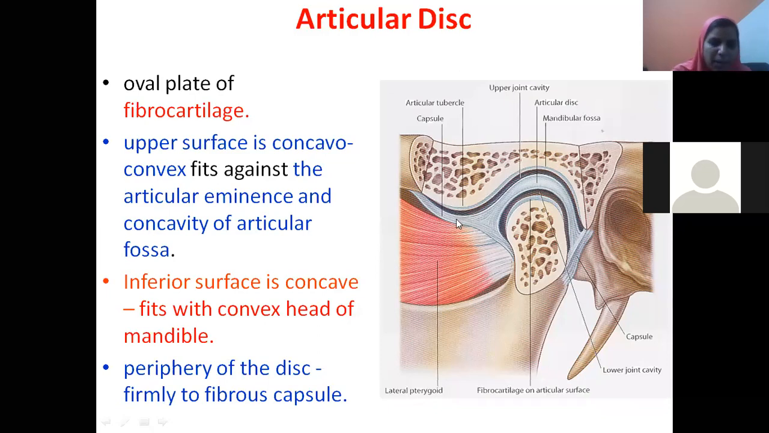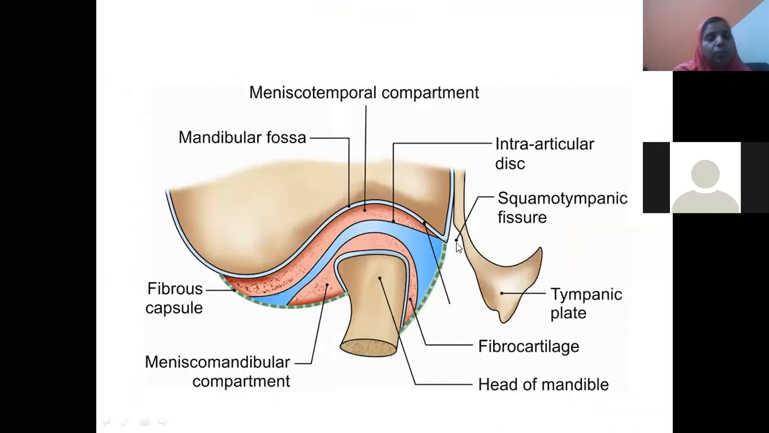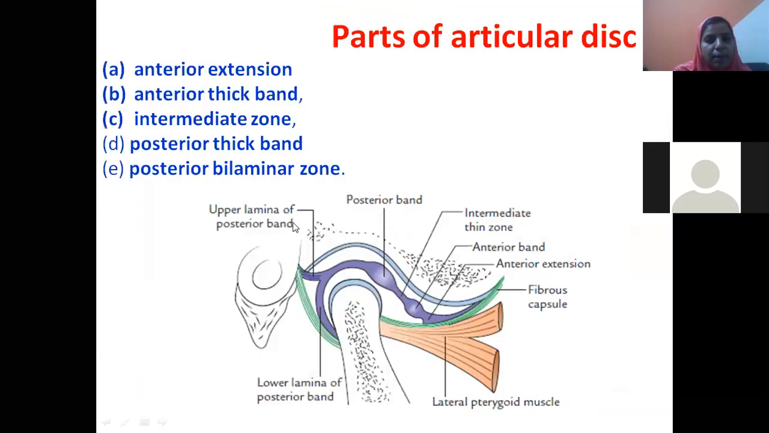Okay. So peripheral, this is the periphery of the disc. This is also the periphery of the disc. So at the periphery of the disc, we have the attachment of the fibrous capsule. Okay. This diagram I have already shown. Upper meniscotemporal, below meniscomandibular compartments.